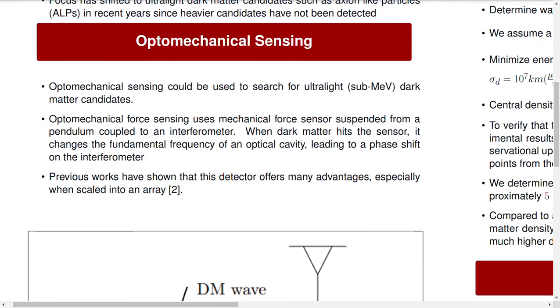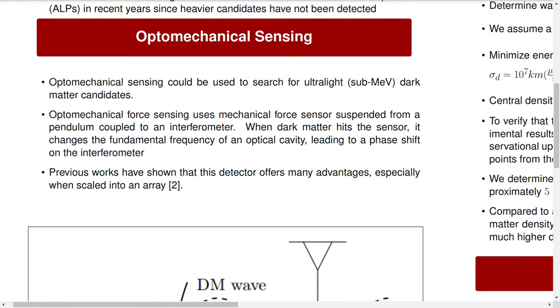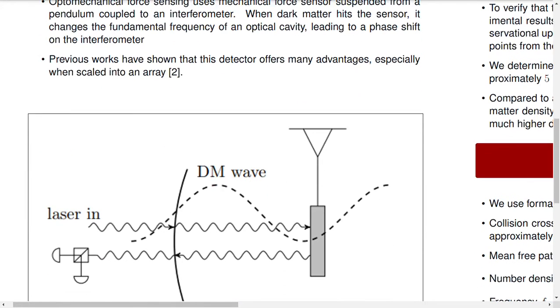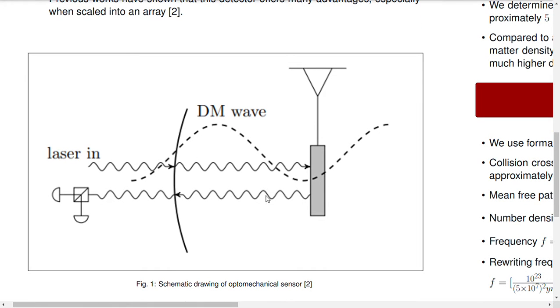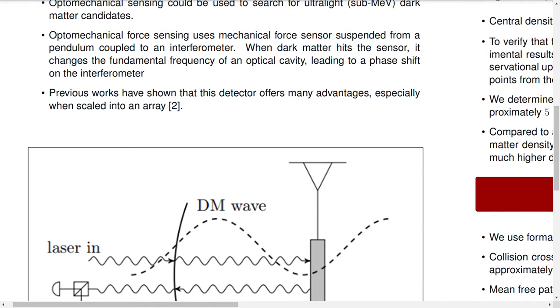One particular technique which would increase detection reach is optomechanical sensing. Essentially, this technique uses a mechanical force sensor coupled to an interferometer, as you can see in the picture. When a dark matter wave interacts with the sensor, it causes the sensor to move, leading to a phase shift in the optical cavity, which we can pick up on the interferometer. Previous works have shown that this type of detector offers many advantages, especially when scaled into an array.